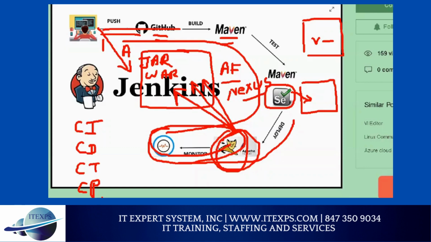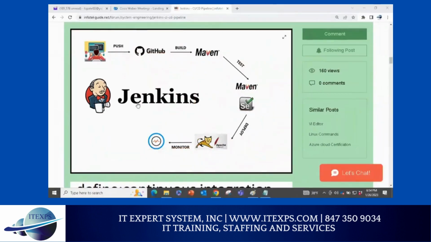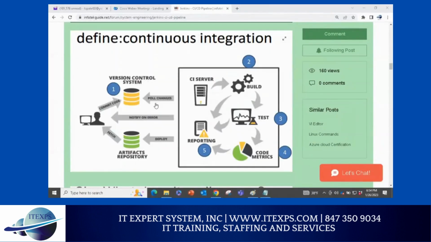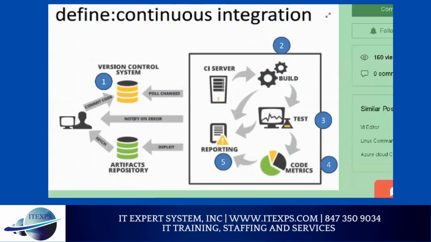So far, any questions? So far, making sense? Are you guys excited? CI, CD, CT, and CP, right? Clear? Awesome.